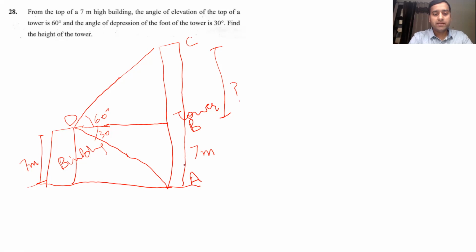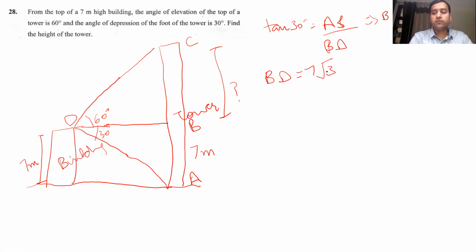The only thing which relates AB and BD is tan of this angle, which is given to us. So tan of 30 degrees is equal to AB divided by BD. We are working in triangle ABD. This implies BD equals AB, which is 7 meters, divided by tan 30. Tan 30 is 1 by root 3. So our BD is equal to 7 root 3.